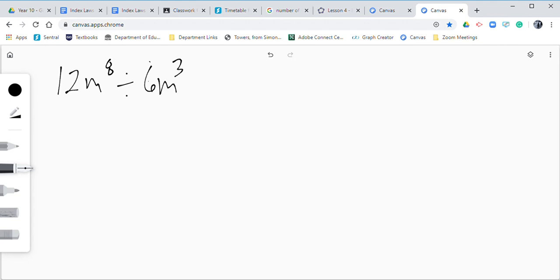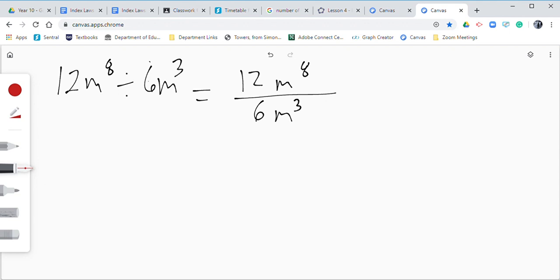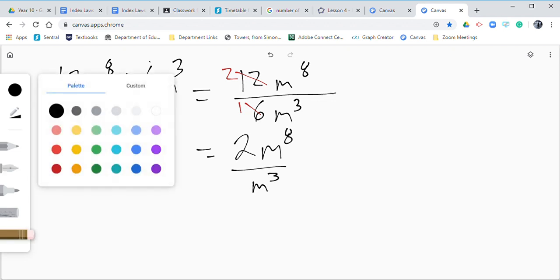The first thing I like to do is draw it as a fraction, just to visualize it: 12m to the power of 8 over 6m to the power of 3. The first thing we can do is reduce the numbers with our calculator, and that reduces to 2 over 1. So I write 2m to the power of 8 over 1m to the power of 3, but don't forget that we don't have to write our ones when we do algebra.